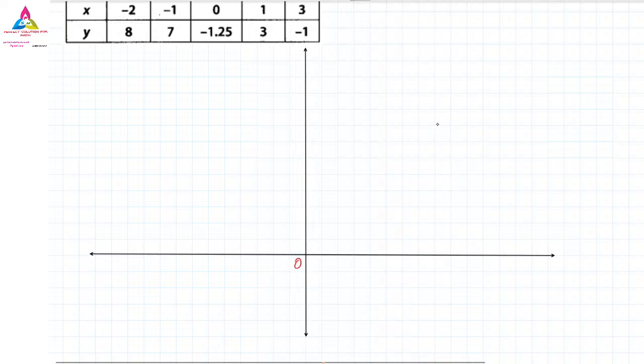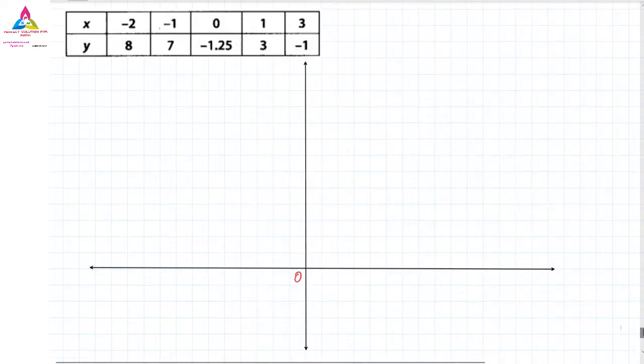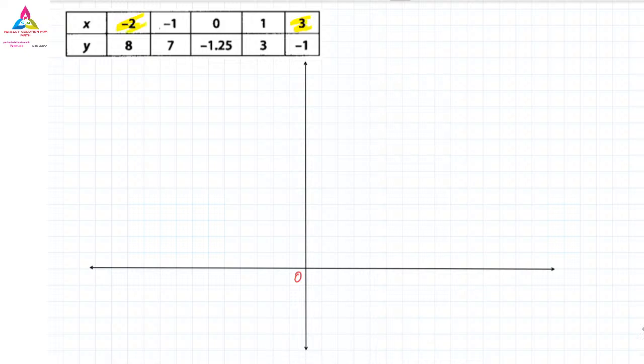So 0 at the center, and see the maximum x value here, if you consider correctly, the maximum x value over here is 3 and minimum is -2. So we have a small range.